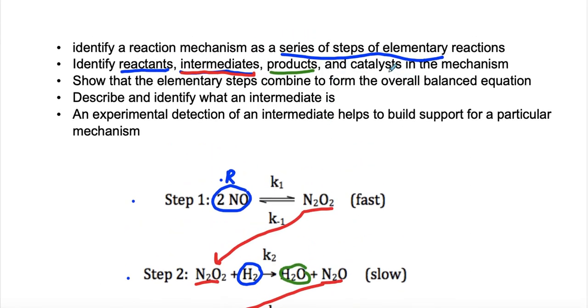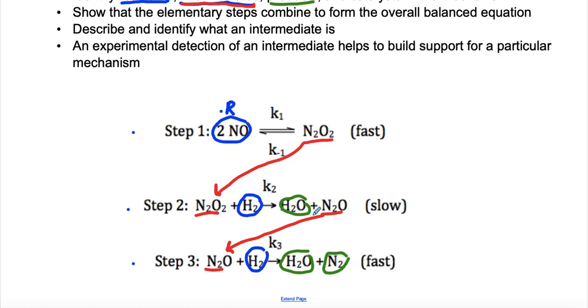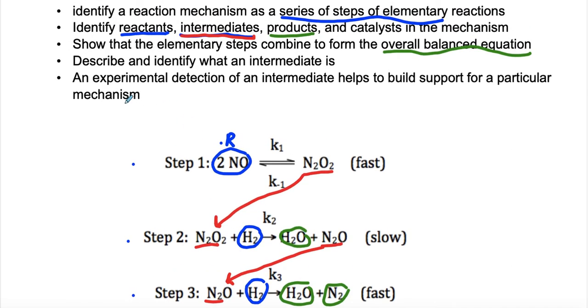And then a catalyst. In this case, there is no catalyst, but a catalyst would be something that you use as a reactant. It forms something, and then it reforms into a product, and it's not part of the overall balanced chemical equation. So then you should be able to get the overall balanced chemical equation. In this case, it's 2NO plus 2H2, arrow 2H2O plus N2. And that would be your overall.